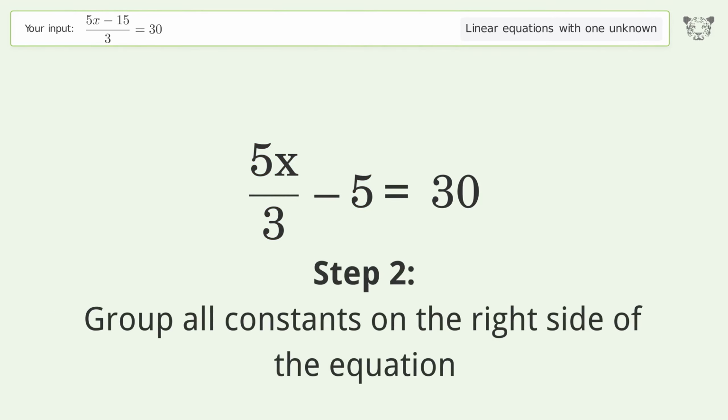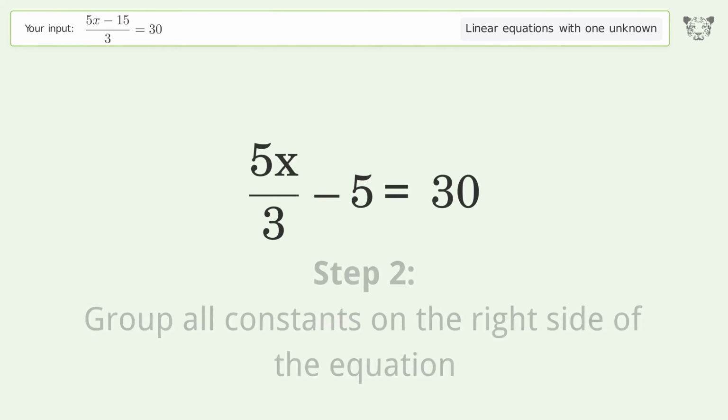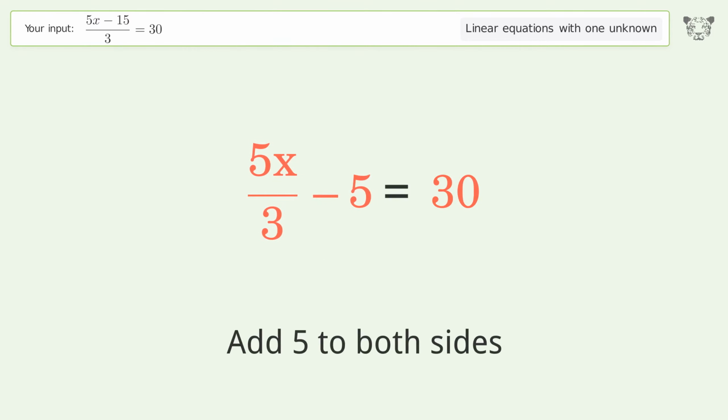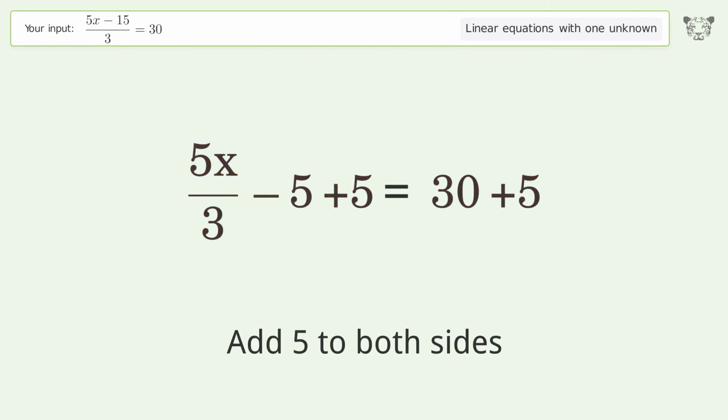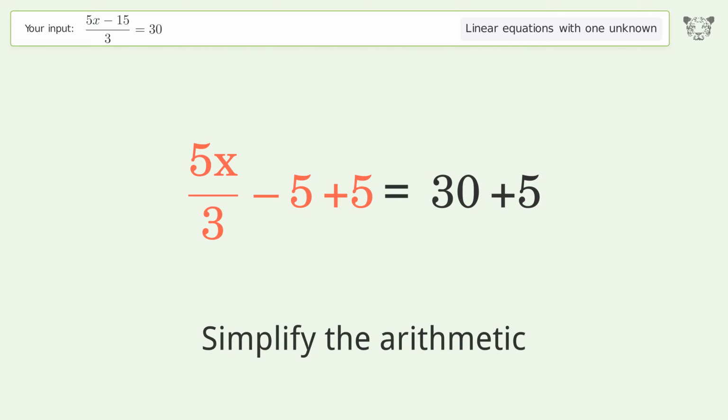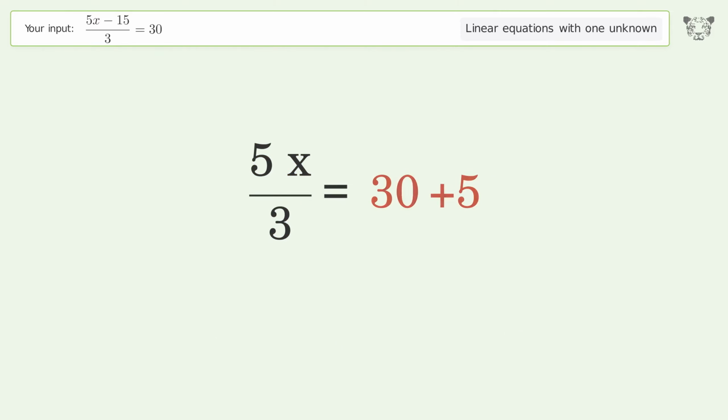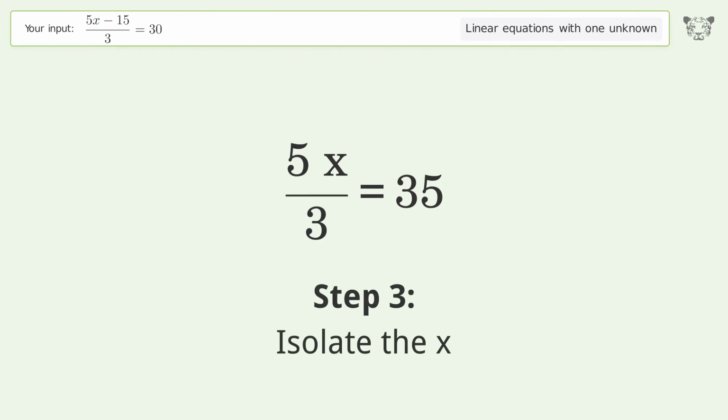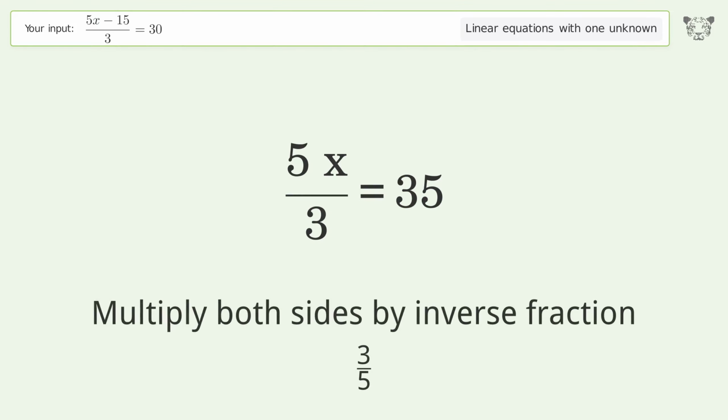Group all constants on the right side of the equation. Add 5 to both sides. Simplify the arithmetic. Isolate the x. Multiply both sides by the inverse fraction 3/5.